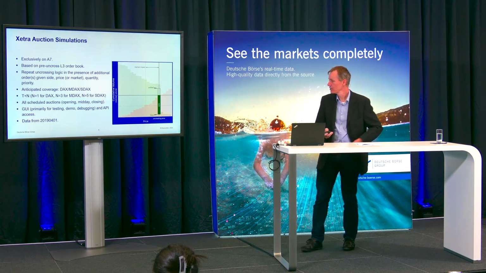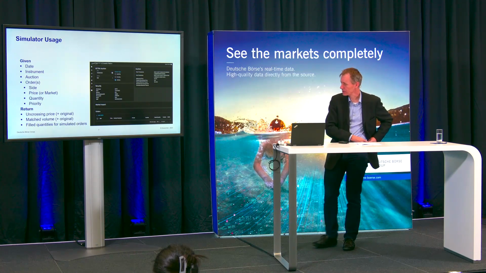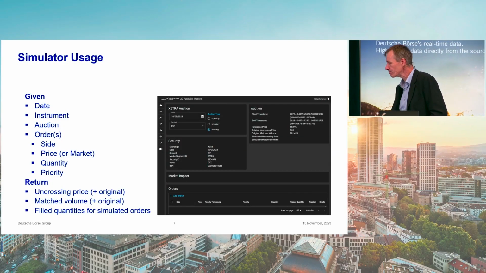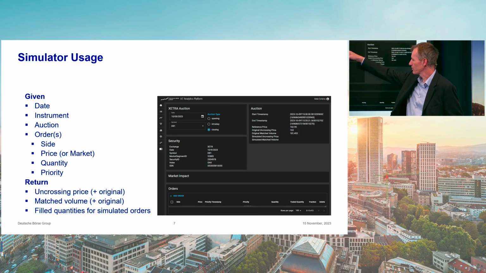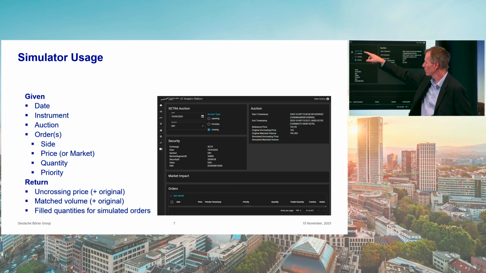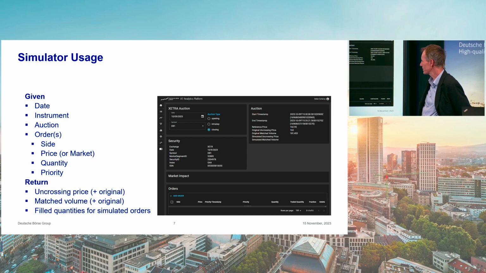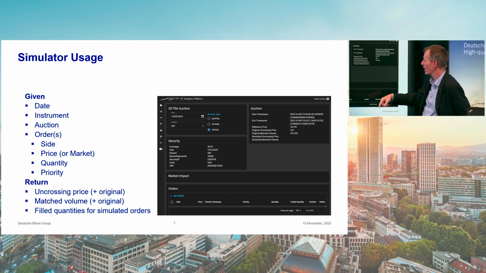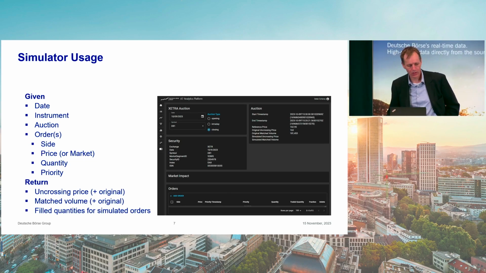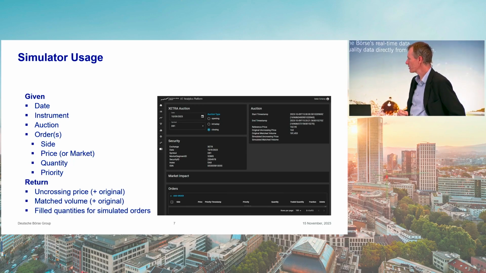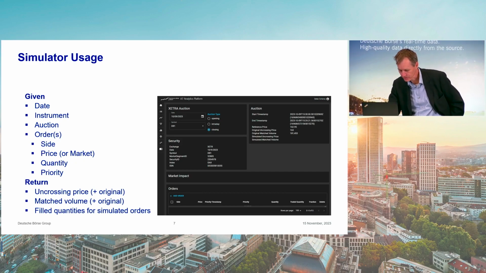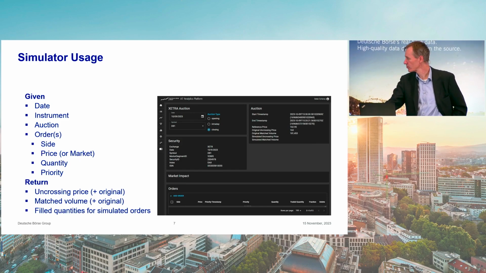I think this would be a good point for the demo. So maybe first an explanation. What you will be able to do on the platform: you can pick a date, you can pick an instrument, which auction you want to simulate, and then it will return you the original uncrossing price, the matched volume, and after you enter a simulated order, you will also see the modified uncrossing price and the outcome of your individual order. So let me show you this in action. Could you switch to my screen?